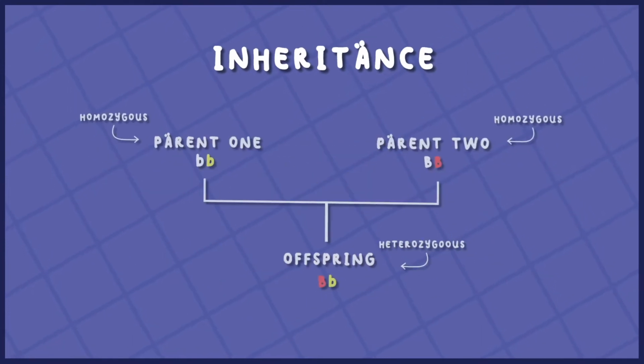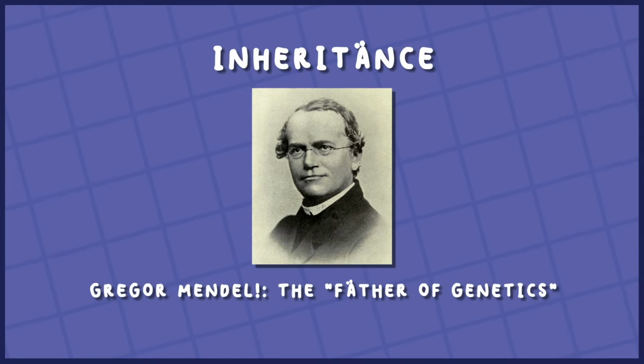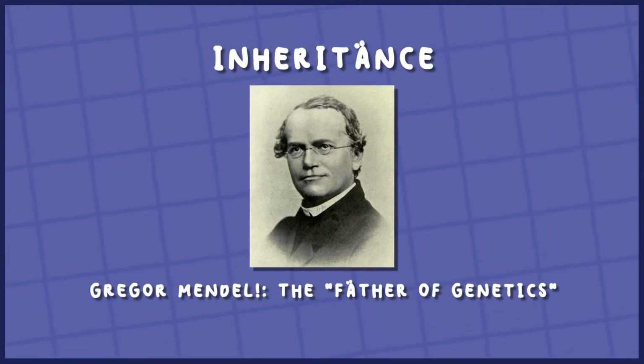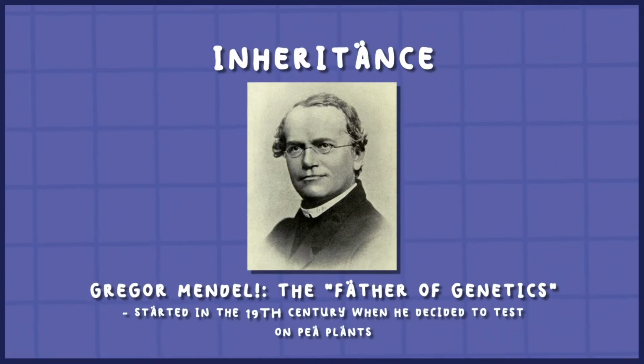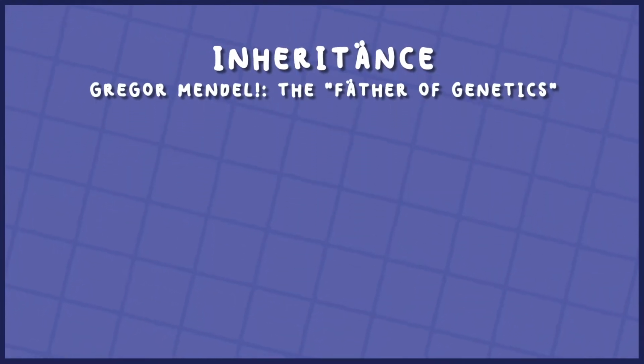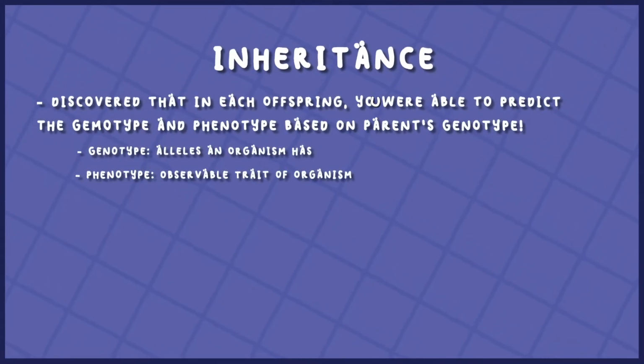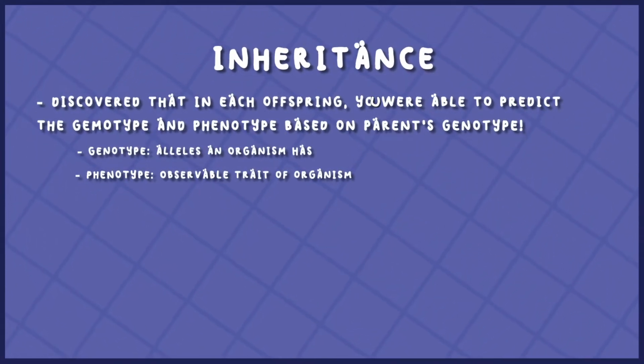All of this information on inheritance is thanks to this man, Gregor Mendel, the father of genetics, and this all started in the 19th century when Mendel decided to experiment on pea plants to identify the patterns of inheritance in the offspring. He discovered that in each offspring, you were able to predict the genotypes and phenotypes based on the parents' genotypes.